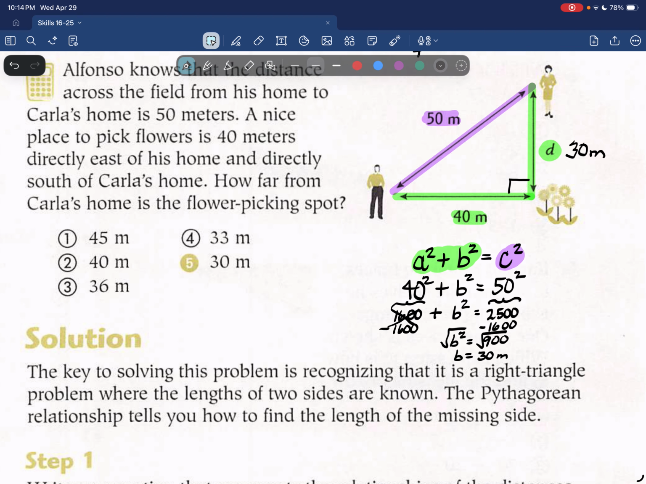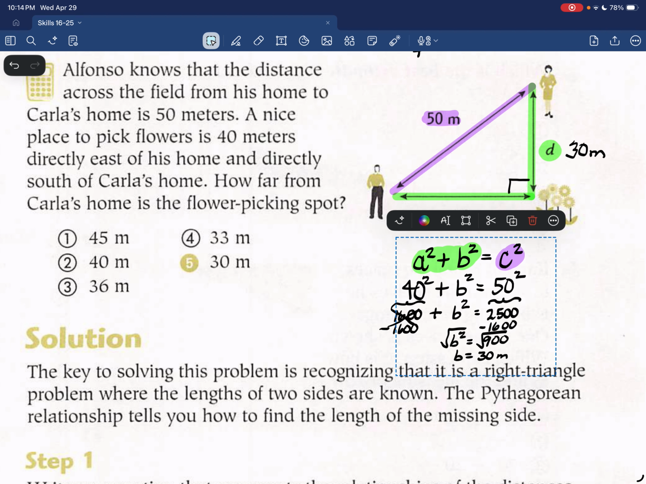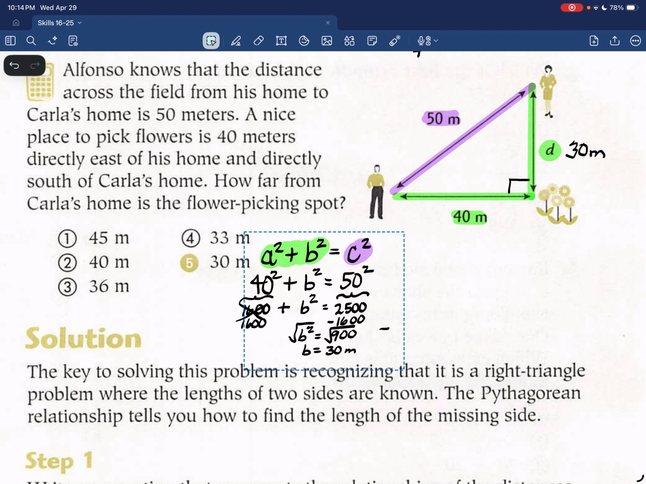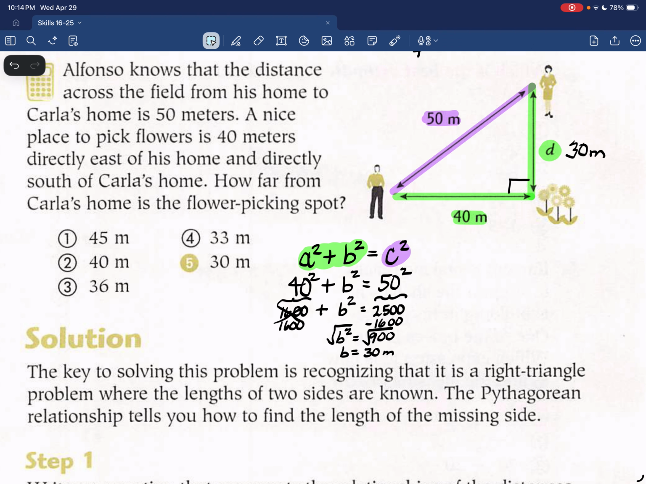Now, I can absolutely use this formula and get that answer, but if I know my Pythagorean triples, I don't even have to work that out. I know that 3, 4, and 5 go together in this relationship.